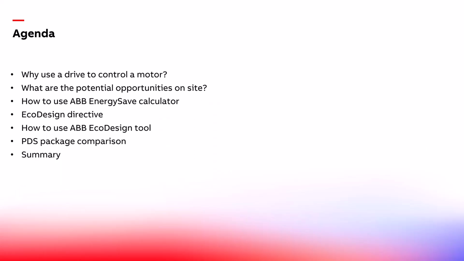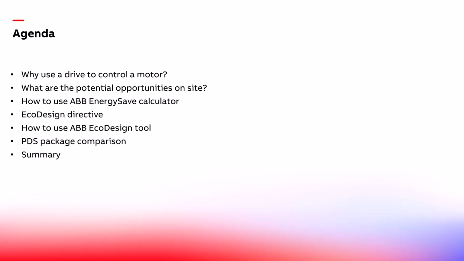So let's look at the agenda for today. The first item is why would you use a drive to control a motor? So the basics of why drives save energy when applied to a motor. What are the potential opportunities on site? So looking at what the potential opportunities look like and what type of setups are we currently seeing. How to use the ABB EnergySave calculator, pretty self-explanatory, so we're going to go through that and the benefits of what you can get out of it.